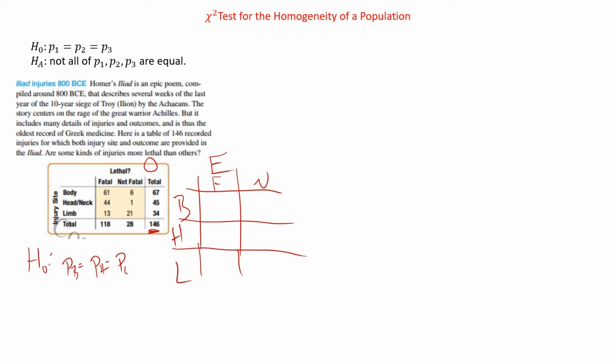So now if we want to find this expected value, it's going to be 118 times 67 divided by 146, which when we calculate it out comes to 54.15-ish. And then the one below it would be 118 times 45 divided by 146. So we get 36.37. The one below it is 118 times 34 divided by 146, so 24.48.